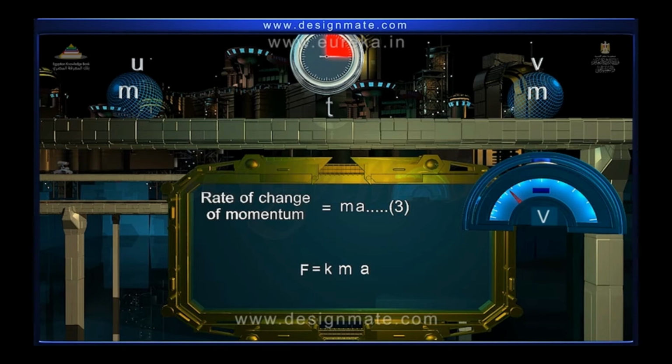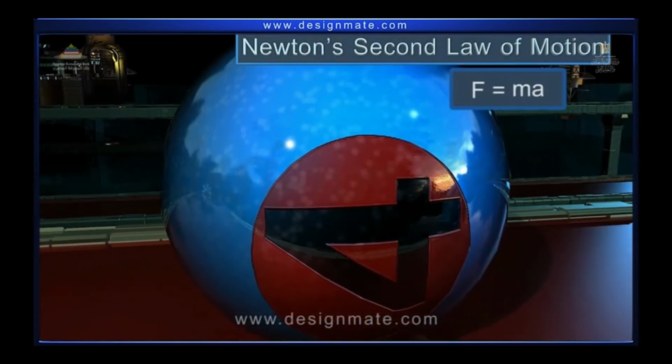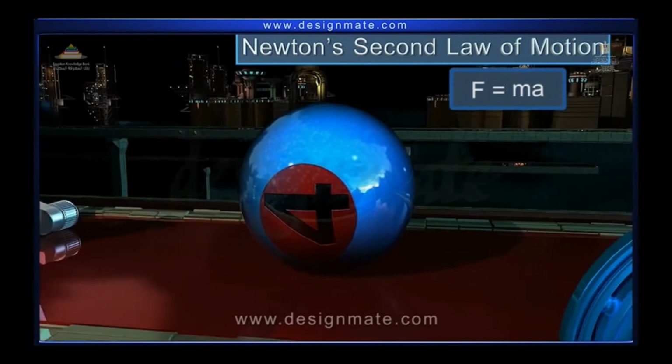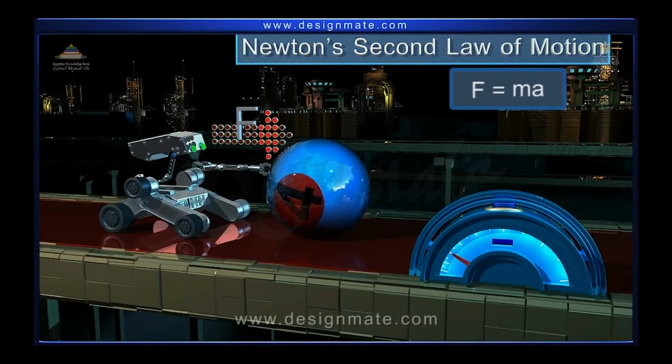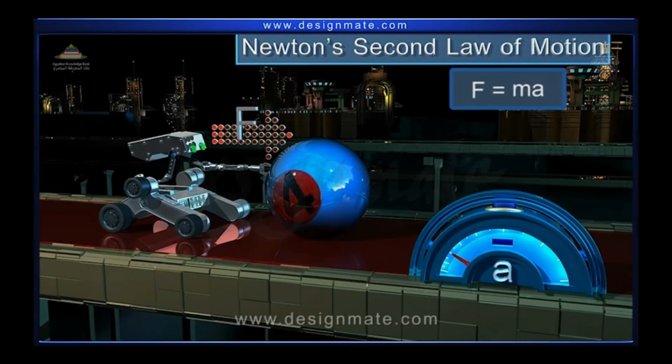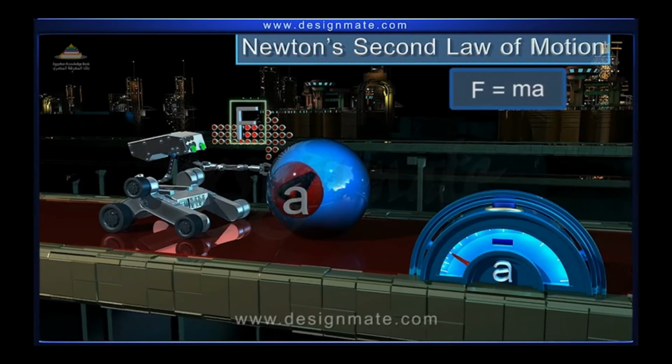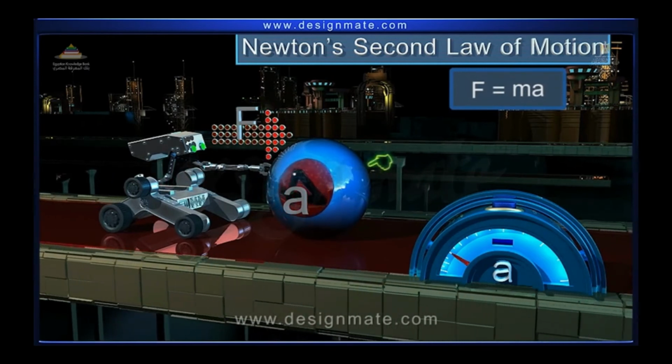Now, assuming that a unit force acts on a body of unit mass, thus producing unit acceleration, we find the value of the proportionality constant k to be equal to 1. Substituting this value of k in the above equation, we get F equals m into a. This is the mathematical expression for Newton's second law of motion, which gives us the relation between the force acting on an object and the resultant acceleration produced in it. That is, the force acting on any known mass can be measured by finding the acceleration produced in it.